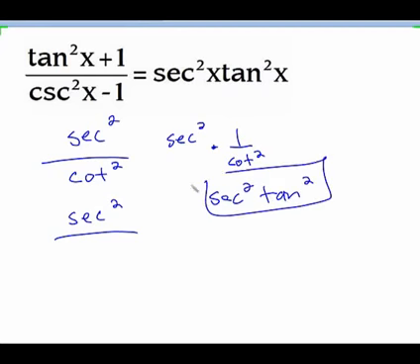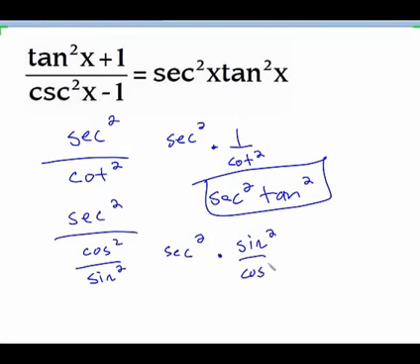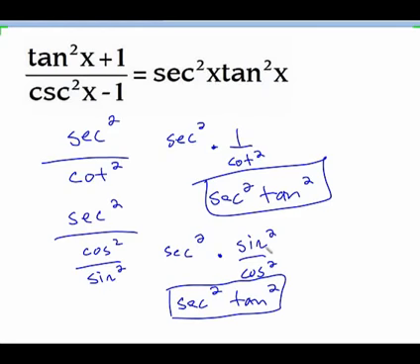We're done. Or you could have taken this, let's say you didn't separate it this way. You know that cotangent squared, right? That's cosine squared over sine squared. And then you can multiply by the reciprocal. Secant squared times reciprocal of this. Sine squared over cosine squared, which we know is tangent squared. So once again, we get what we needed to prove.